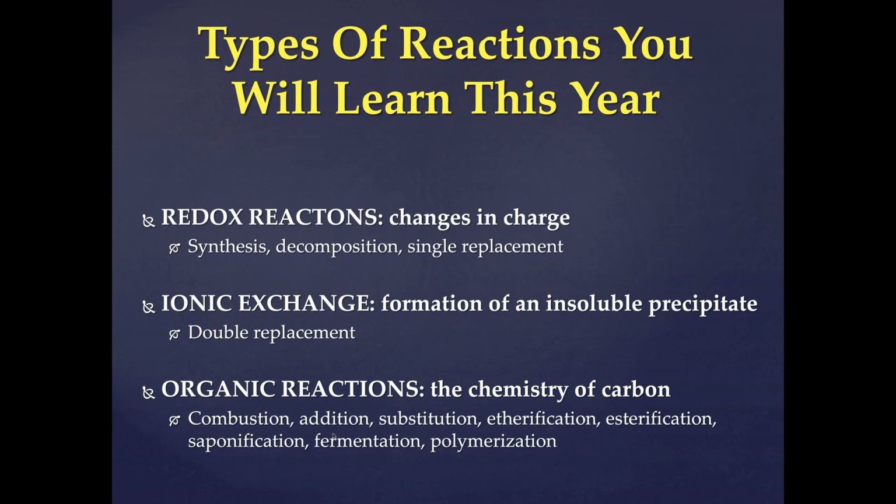So there are three basic kinds of chemical reactions we're going to be looking at over the rest of this course. There's going to be redox reactions, which take place due to changes in charge. These include synthesis, where two elements combine to make a compound, decomposition, where a compound breaks up into its component elements, or at least simpler substances, and single replacement, where one element replaces another in a compound. The next topic we're going to do is ion exchange, which is the formation of an insoluble precipitate. This would include double replacement, which acid-base neutralization is a form of.